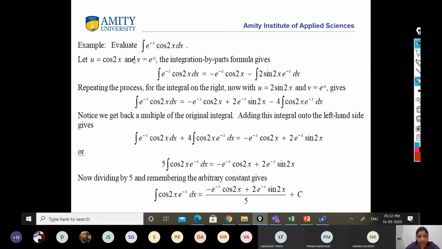Next question is evaluate the integral of e to the power minus x cos 2x dx. In this case, we have two functions, e to the power minus x and cos 2x.